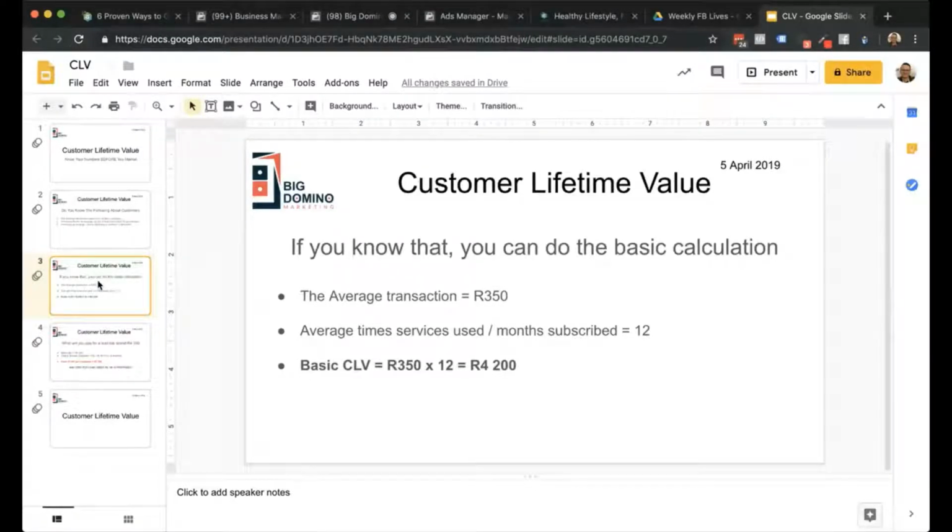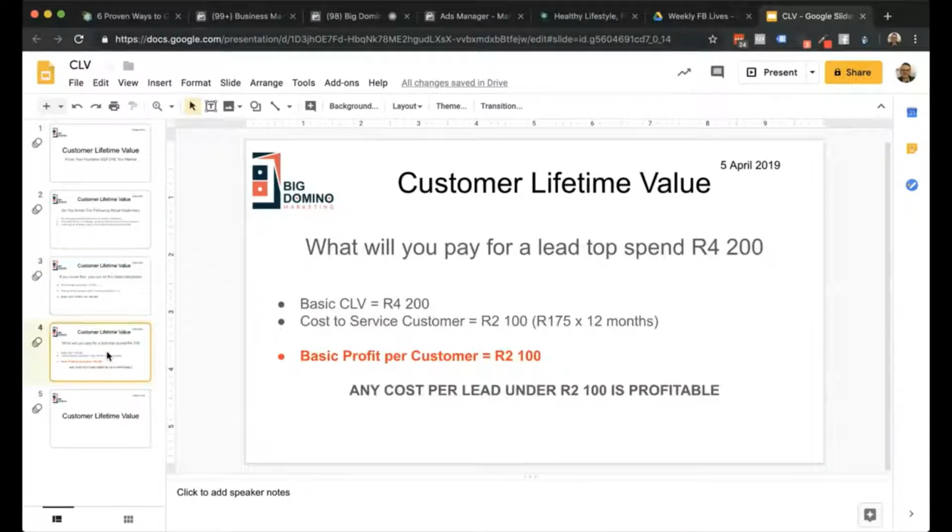But the average customer lifetime value of your client is then 4,200 Rand. When you look at it like that, that becomes quite a bit more interesting. Now let's look at another section. What does this client cost you on average?